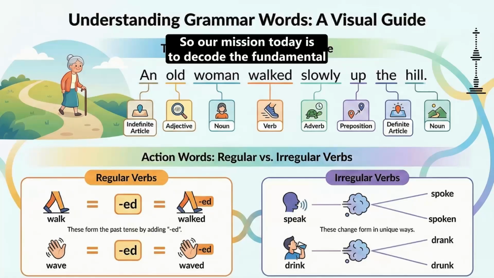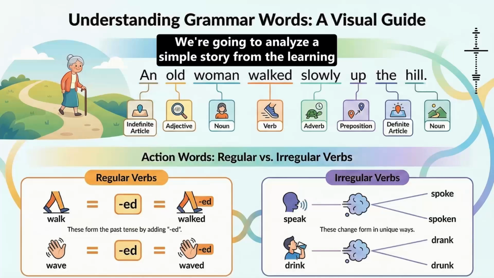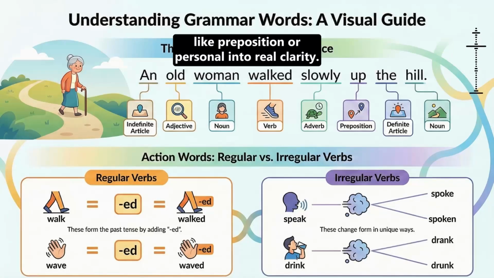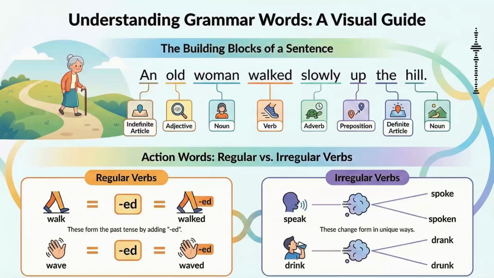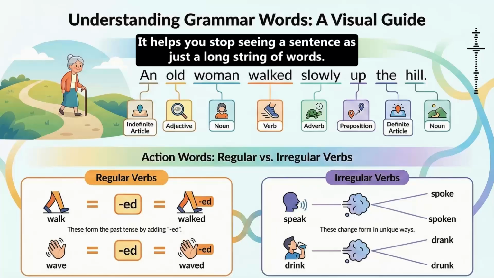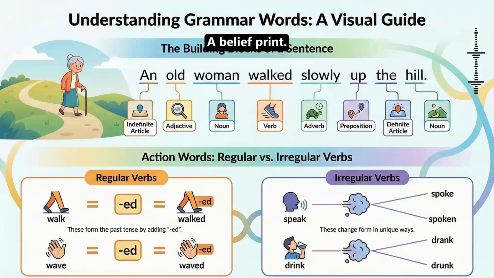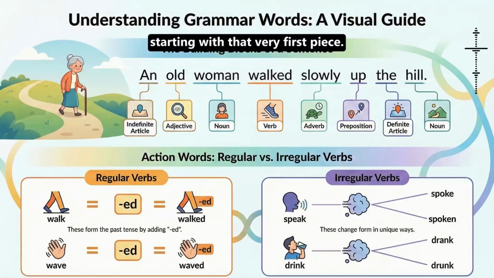Absolutely. So our mission today is to decode the fundamental parts of speech really quickly and thoroughly. We're going to analyze a simple story from the learning material to see how just a few words create meaning. Hopefully, we can turn any confusion about terms like preposition or participle into real clarity. I think so. The material is brilliant because it goes straight from the text to the analysis. It helps you stop seeing a sentence as just a long string of words. You start seeing it as an engineered assembly where every single piece has a job. A blueprint. Exactly. We're going to identify those core components that let us communicate, starting with that very first piece of text.